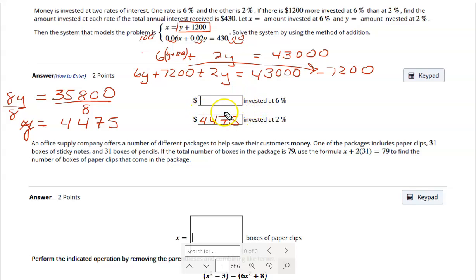And then what would be the other amount? Well, if I add 1,200 to this, I'm going to get what x is. So this will be 5675 as I add 1,200, and there are my answers. Again, reading it carefully, they helped us out by giving us the equations and then solving and remembering which value goes where, because I've seen students sometimes put them in the wrong place.